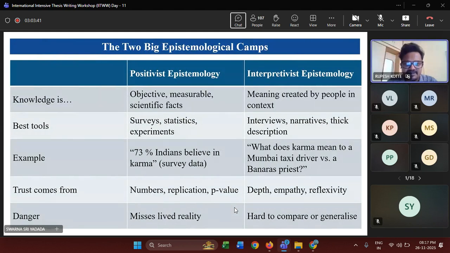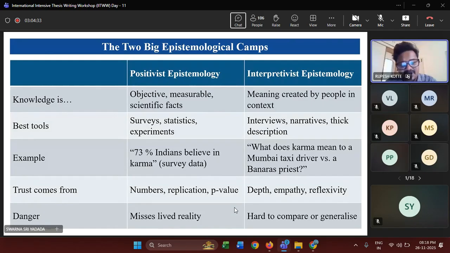There is one more slide. It's the same thing: the positivist approach and the interpretivist way. In positivist, knowledge is objective, measurable, scientific fact, whereas in interpretivist, it is meaning created by people in a particular context. The tools for positivist epistemology are surveys, statistics, experiments, whereas for interpretivist they are interviews, narratives, thick description. The example: 73 percent of Indians believe in karma. It's survey data, it cannot be your opinion. You take up a survey and collect the data through surveys.